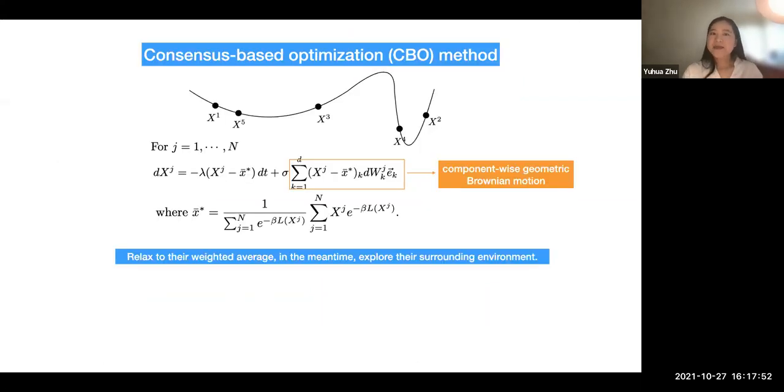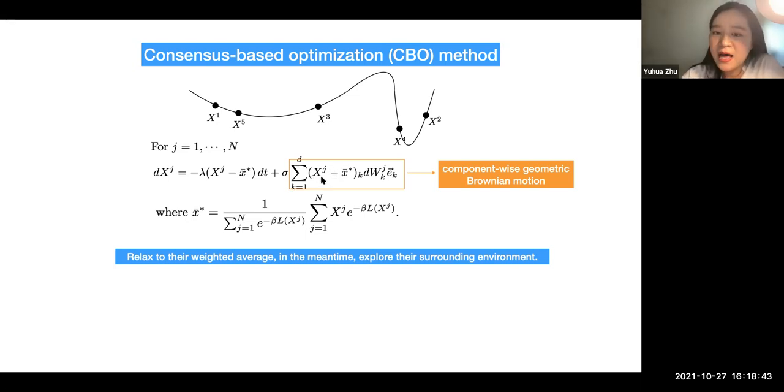Okay, so this is the model we proposed. First we generate N particles on the domain. Each particle moves towards X bar star. What is this X bar star? X bar star is a weighted average of all the particles' positions. The weight is bigger when the loss function's value is smaller. So basically, we give more weight to the particles that have lower loss function values. This is the model for the drift term.